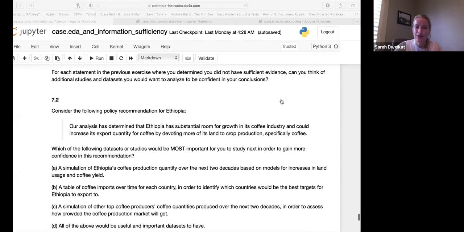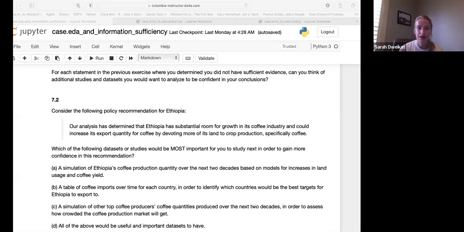So let's think about this. It connects actually. Our analysis has determined that Ethiopia has substantial room for growth in its coffee industry and could increase its export quantity for coffee by devoting more of its land to crop production, specifically coffee. Which of the following data sets or studies would be most important for you to study next in order to gain more confidence in this recommendation? So remember, let's put this answer in polls and answers.